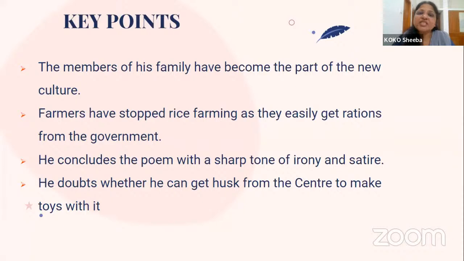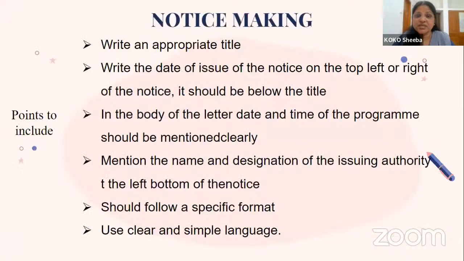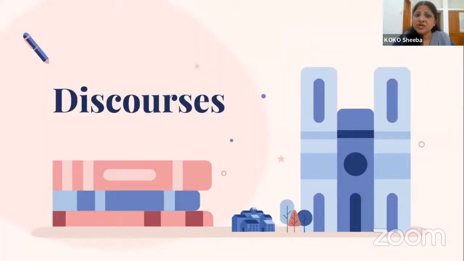Now, expected questions from this lesson. First, a stanza from the poem will be given, followed by one or two or three questions for 1 mark. So you need to write just the point alone because it's only for 1 mark. Second, either 2 lines or a stanza will be given and you will be asked to expand the idea.